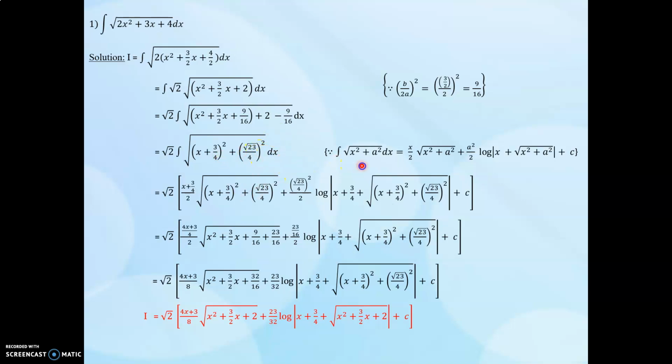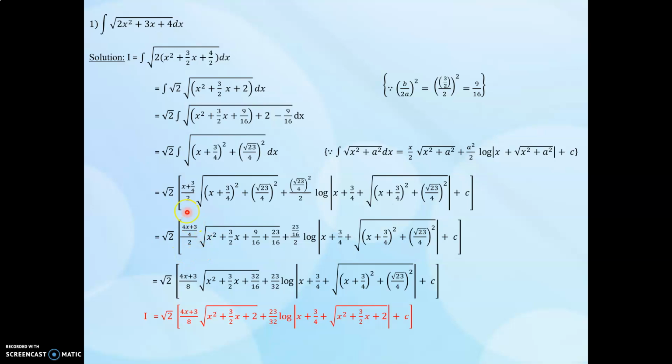Now this is root of x square plus a square dx format. Integral of this one is x upon 2 root of x square plus a square, plus a square upon 2 log mod x plus root of x square plus a square, plus c. This formula we can apply here. So root 2 into, in the place of x it is x plus 3 upon 4, upon 2 root of x plus 3 upon 4 whole square plus root 23 upon 4 whole square, plus, in the place of a it is this one. So a square is root 23 upon 4 whole square upon 2 log mod x plus 3 upon 4 plus root of x plus 3 upon 4 whole square plus root 23 upon 4 whole square, plus c.